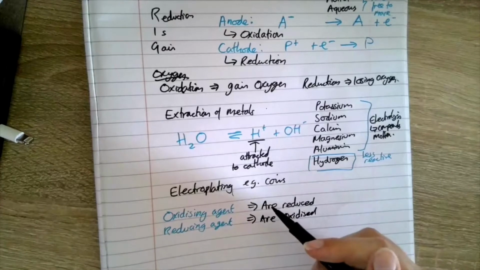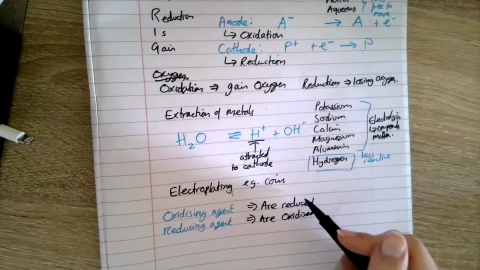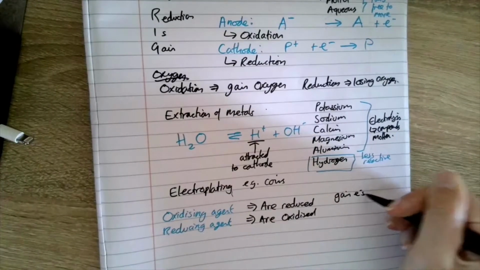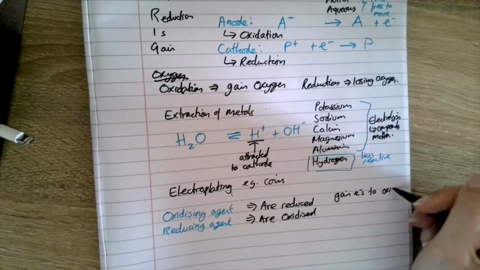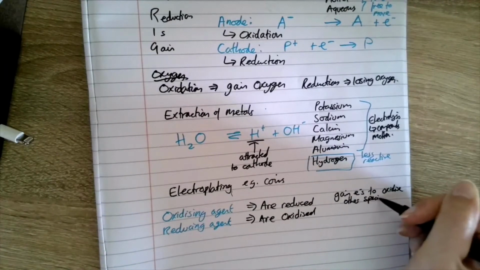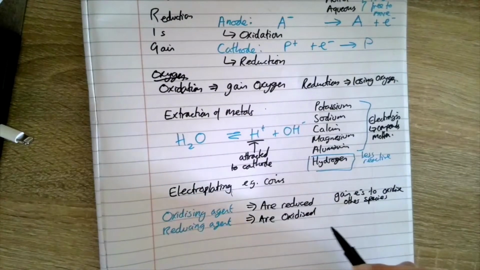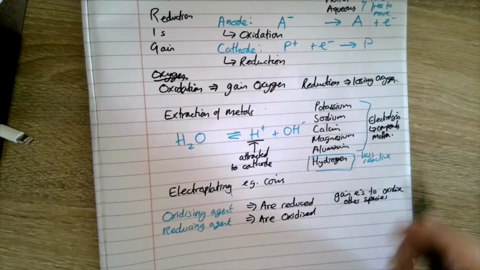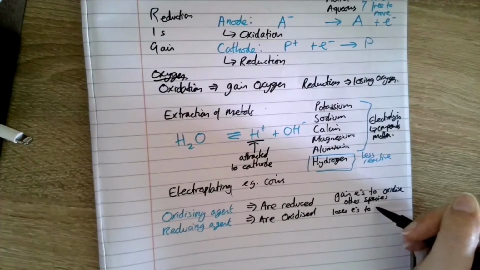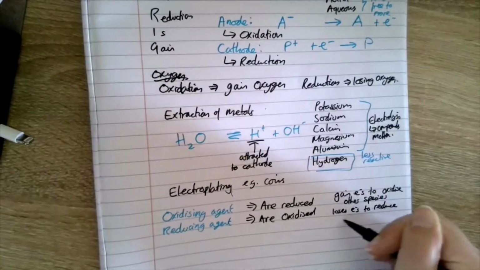So we can say our oxidizing agent is reduced as they gain electrons to oxidize other species, whereas our reducing agent loses electrons to reduce the other species.